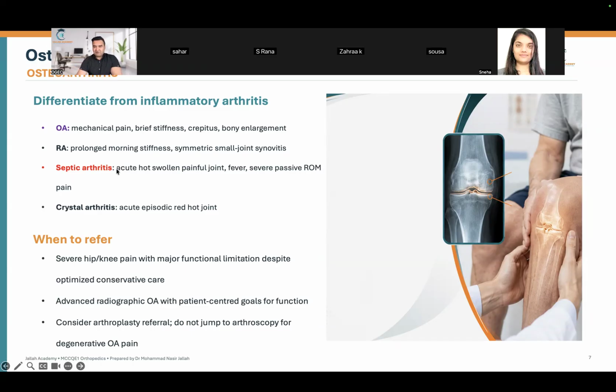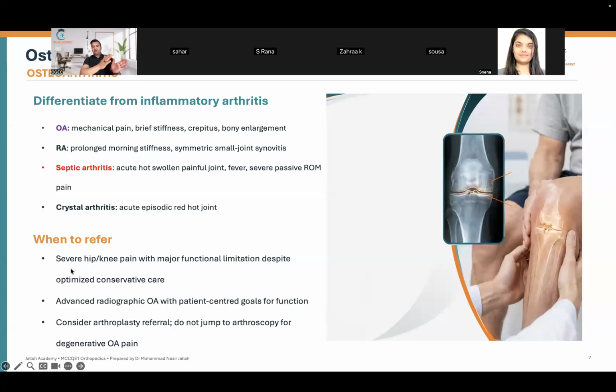Septic arthritis, we have already done it. The patient will have a swollen, hot, painful joint, fever maybe, may not be positive, and severe pain on passive range of motion, which is very characteristic and specific. Crystal arthritis, gout, right? Acute, episodic, red, hot.